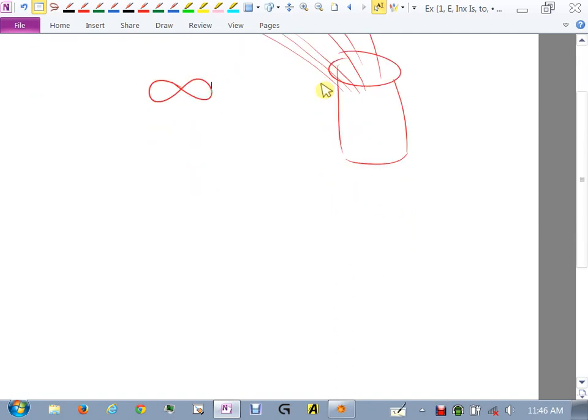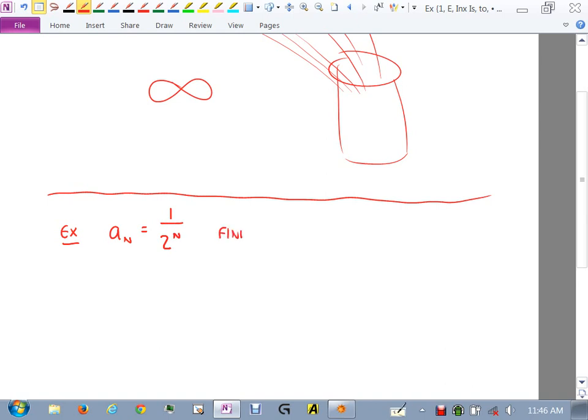Okay, let's break back to what we were doing. Let me give you an example of a sequence where we're going to come up with a formula for S sub n, which would be the nth partial sum. So example, if we're given a sub n equals 1 over 2 to the n, find a formula for the nth partial sum.